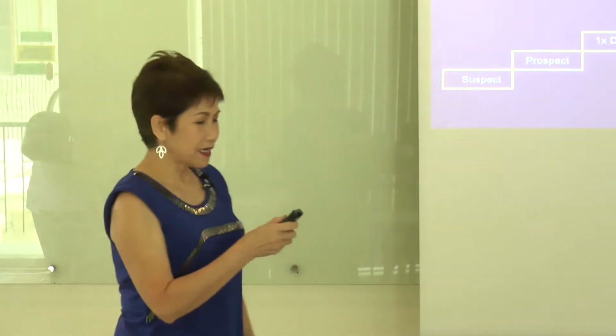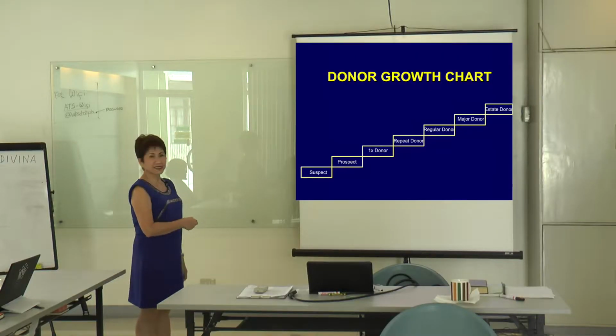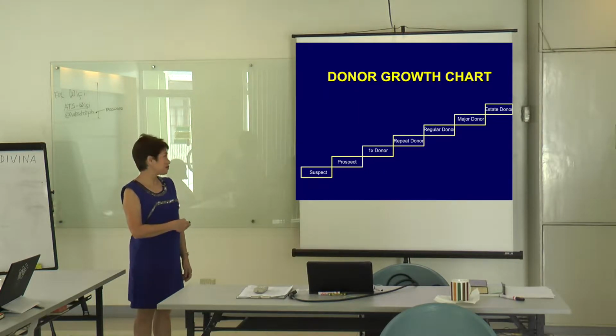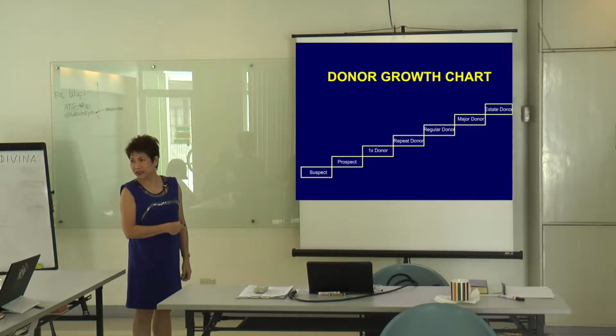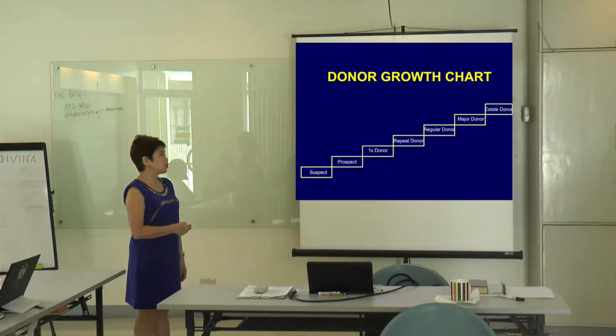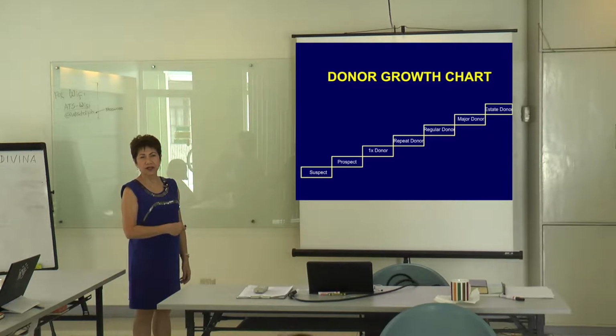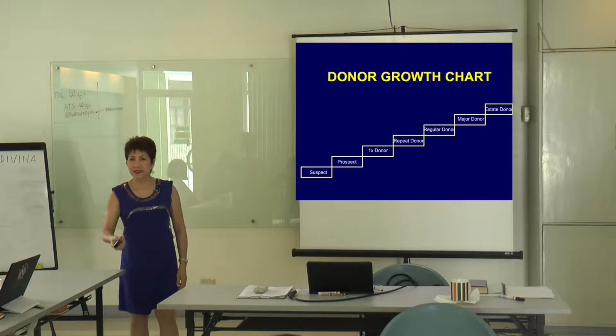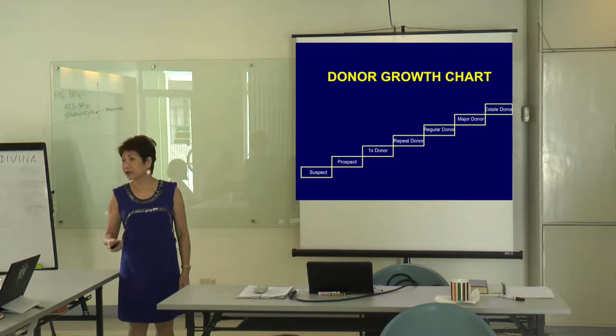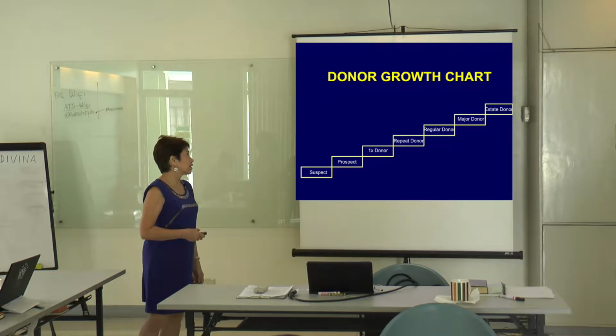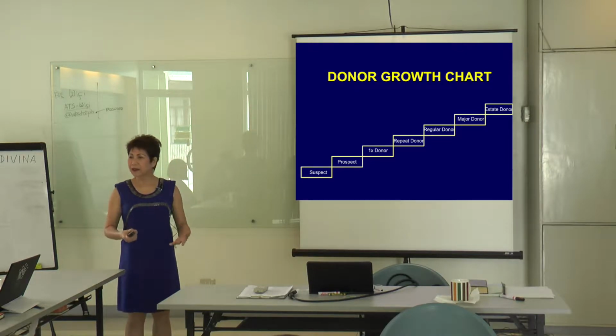Again, let's summarize. From suspects, you turn them into prospects. After you qualify them, after you cultivate them, they become a one-time donor because they probably attend one of your events, no? And you kept the threshold low and they were able to give a one-time gift. But you don't stop there. You want to make them a second gift. You want to make them a repeat donor.